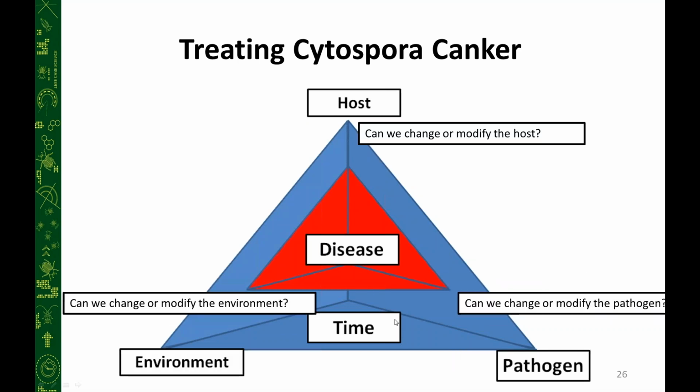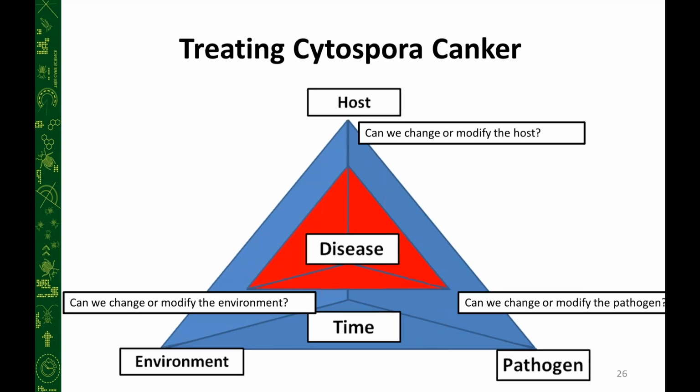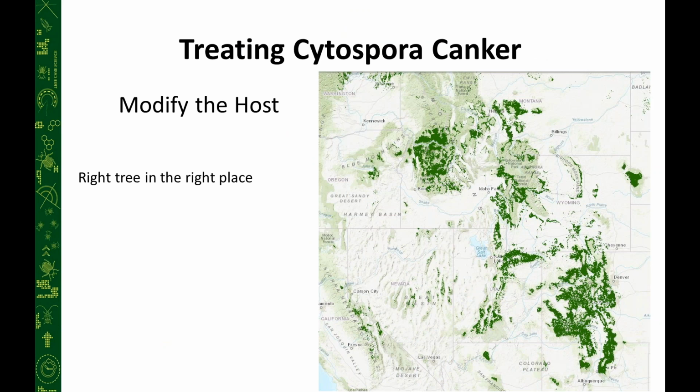And so if we can break up this cycle in any way, then of course we're not going to have disease. And so the first thing we talk about is modifying the host. And so for many of us in the Midwest and East Coast, when we think of Cytospora Canker, the first thing we think about is Colorado blue spruce. They seem to go together like peas and carrots.